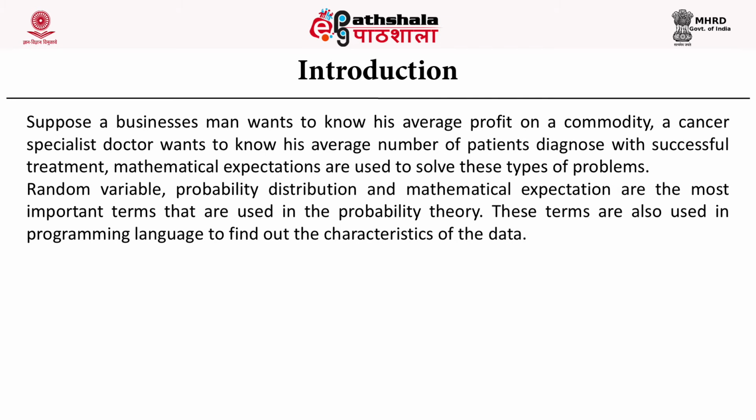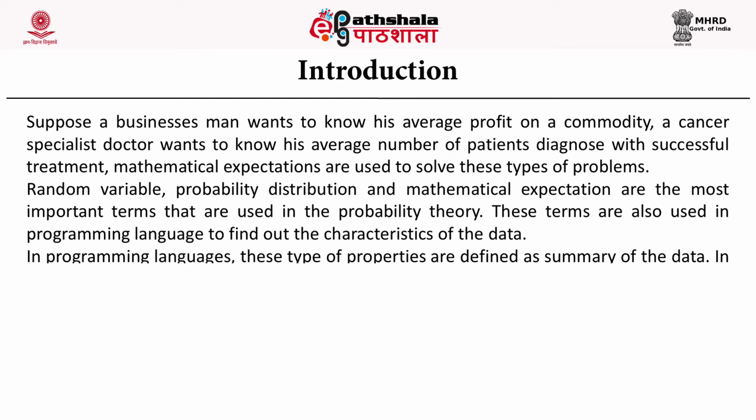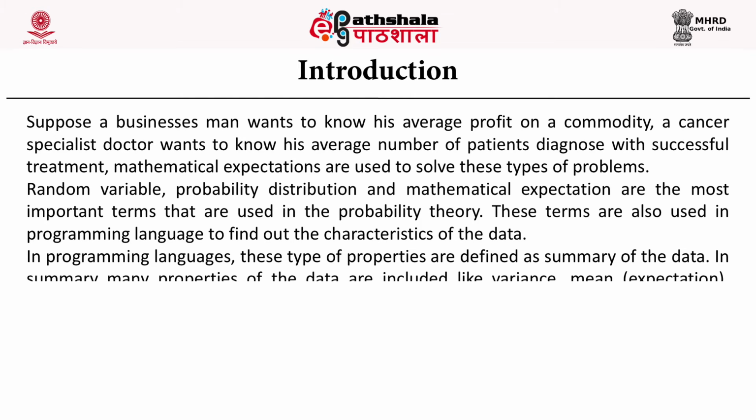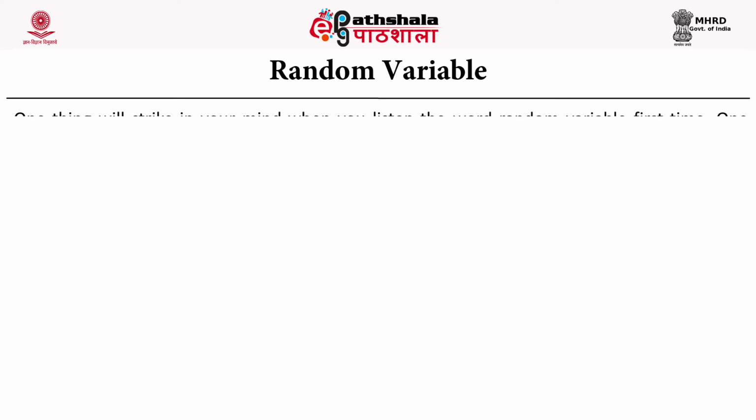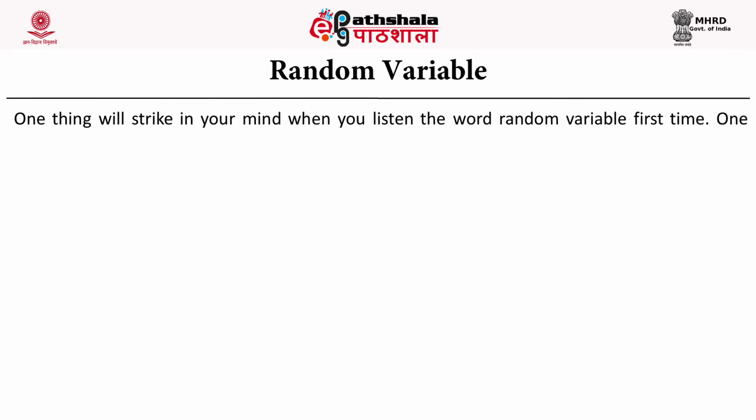Random variable, probability distribution, and mathematical expectation are the most important terms that are used in probability theory. These terms are also used in programming languages to find out the characteristics of the data. In programming languages, these types of properties are defined as the summary of the data. In summary, many properties of the data are included like variance, mean, mode, median, quantile, quartiles, minimum value and maximum value. Now we will discuss the definition of random variable.